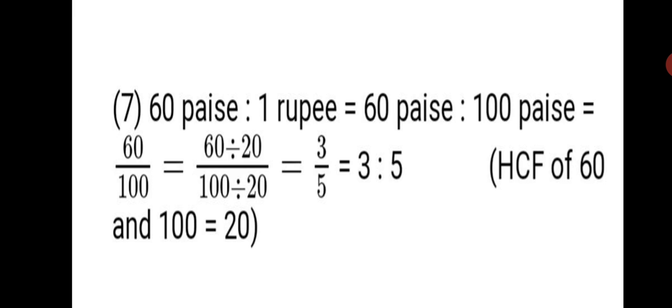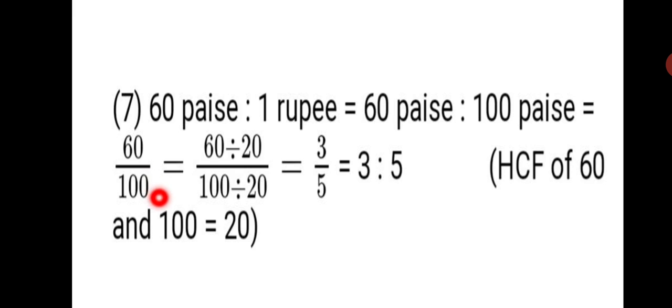Seventh question. 60 paise is to 1 rupee is the question. Now we will convert rupee into paise. 1 rupee is 100 paise. So we will take the ratio 60 paise is to 100 paise. Instead of 1 rupee we are taking 100 paise. And you will write it down as 60 upon 100, and divide it by 20. You can also strike off one zero and take it as 6 upon 10 and reduce.